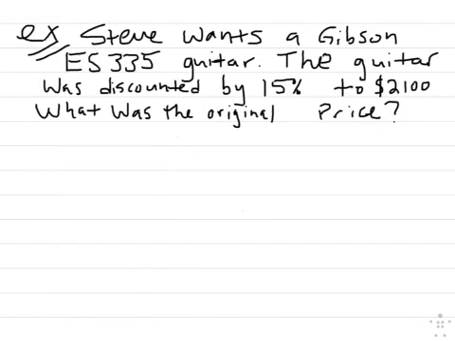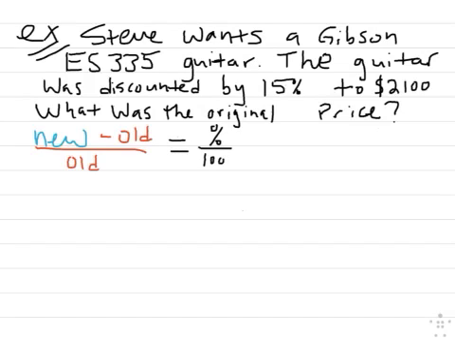Let's check this out. Steve wants a Gibson ES335 guitar. The guitar was discounted by 15% to $2,100. What was the original price? Well, let's remind ourselves of our formula. We have our new minus our old, over the old, is equal to some percent out of 100.